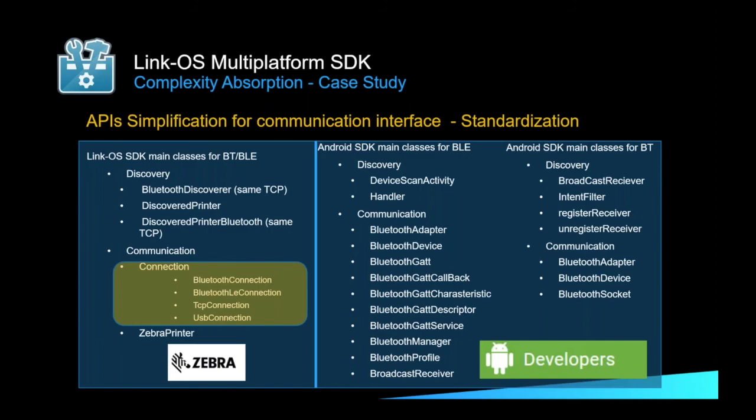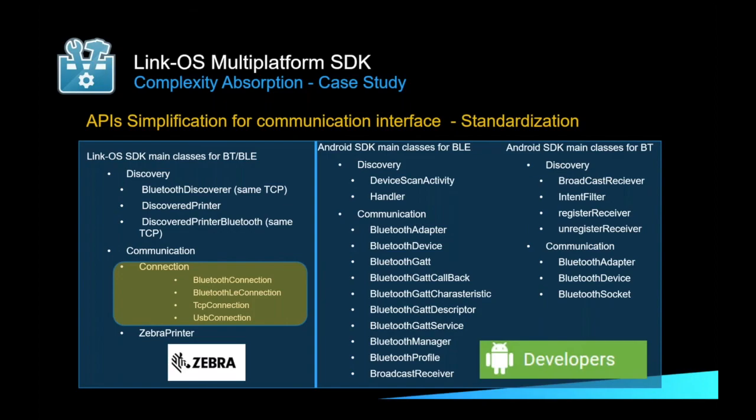What you can see on the left side is basically the standardization that we have done to simplify the ways to communicate with our printers. On the right side is basically just an example where you can see all of the libraries and classes that you need to use in case you want to implement the same kind of thing by yourself.